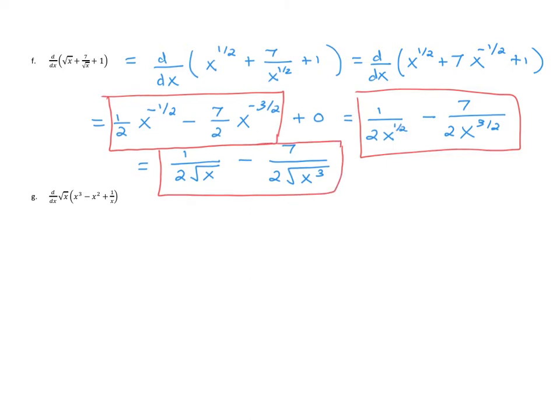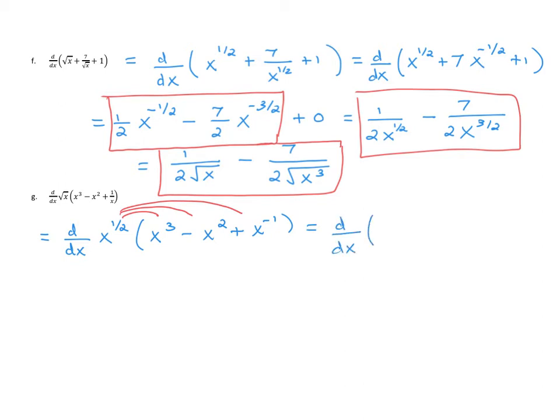For part G, I'm going to rewrite the square root, so it's really x to the 1/2 power. And inside the parentheses, I'm going to write x cubed minus x squared, but then plus x to the negative 1 power. My next step will be to distribute this x to the 1/2 to all three terms. And I'm going to use the rule where I add the exponents because I'm multiplying like bases. So up to this point, I have not taken a derivative. I'm just rewriting the function itself.